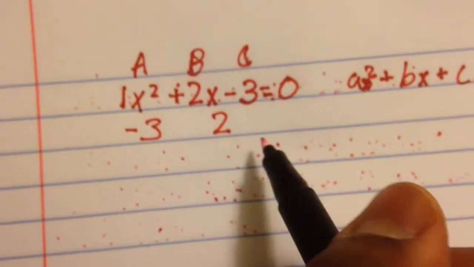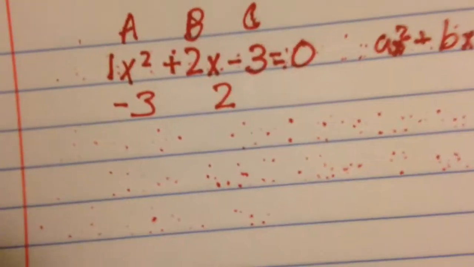to multiply the A and the C terms, which would give you -3. And then the next step is to take the B term and just put it there. This is your product and this is your sum. That will get a little confusing.